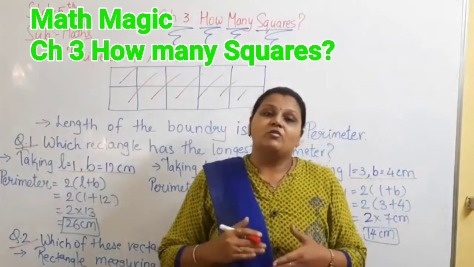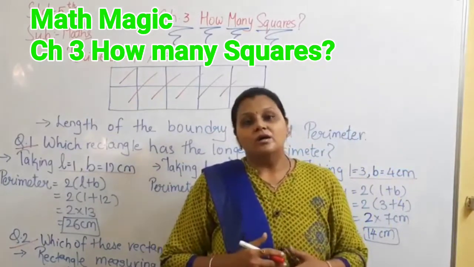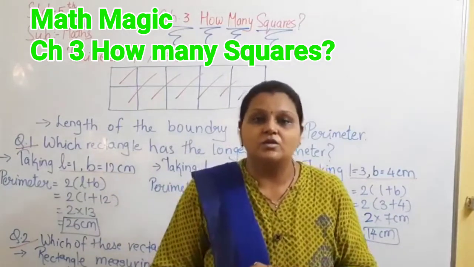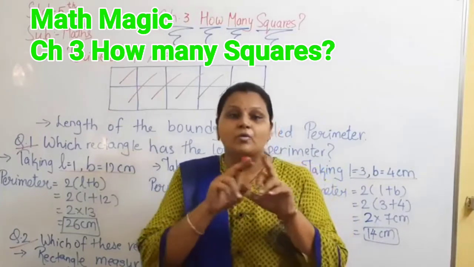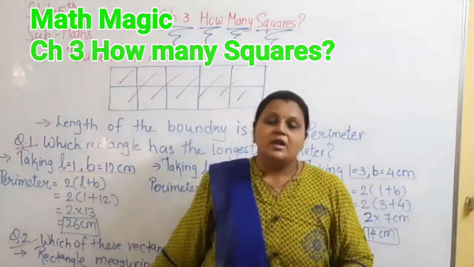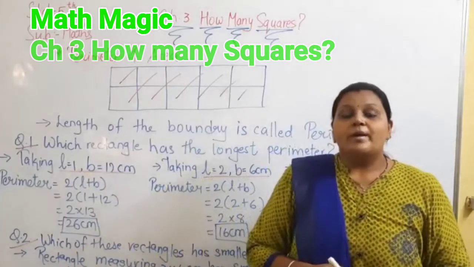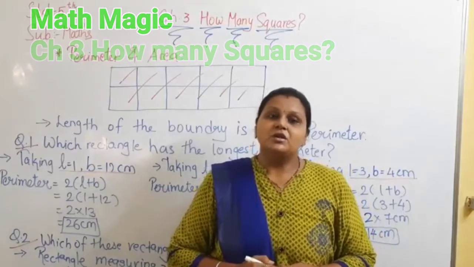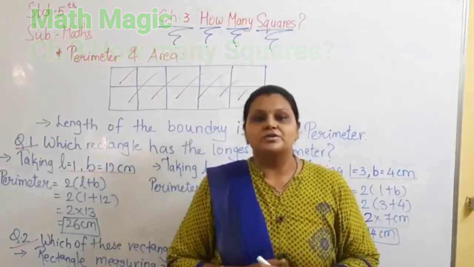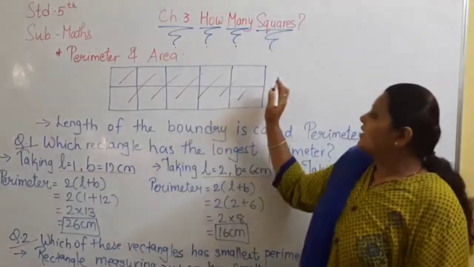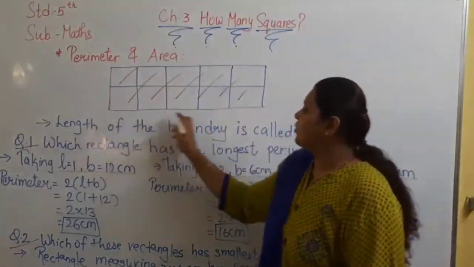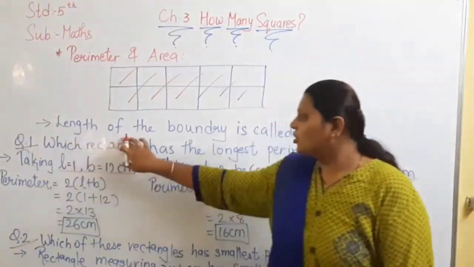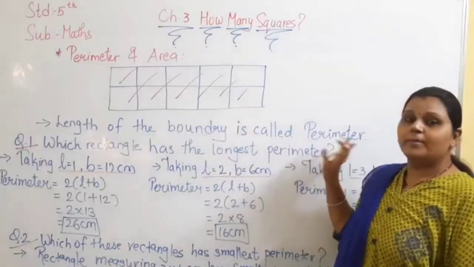Length of the boundary means when you want to measure a length, you have to measure the length of a particular shape only. You have to take only the boundary of the particular shape. Suppose I want to measure a field. So what will I do? I will measure only the boundary because I want to measure the perimeter. So regarding this shape, this boundary only is called perimeter. We can say that the length of the boundary is called perimeter.